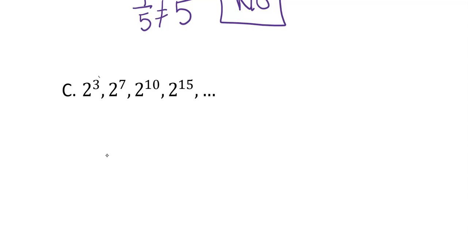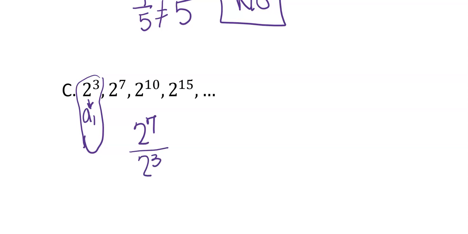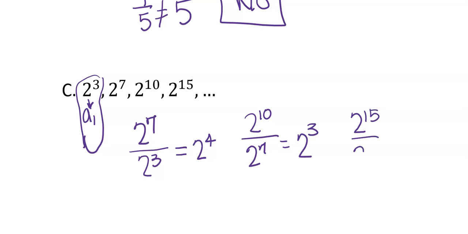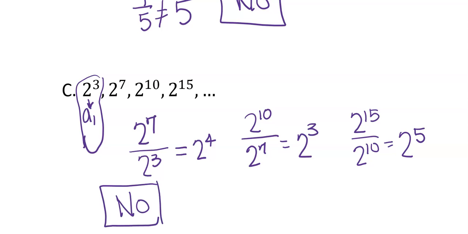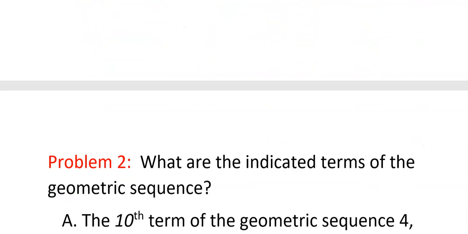The third one, our first term is 2 to the 3. So 2 to the 7 divided by 2 to the 3 would be 2 to the 7 minus 3, or 2 to the 4. 2 to the 10 over 2 to the 7 would be 2 to the 3. And then 2 to the 15 over 2 to the 10 would be 2 to the 5. So those common ratios are all over the place. So this would also be no. And the reason, again, would be there's no common ratio.